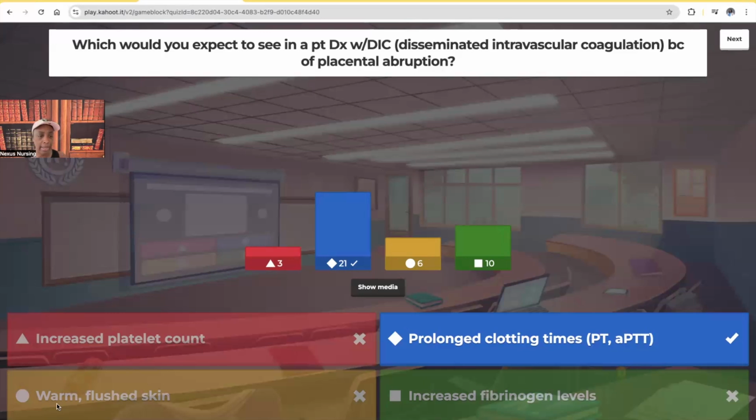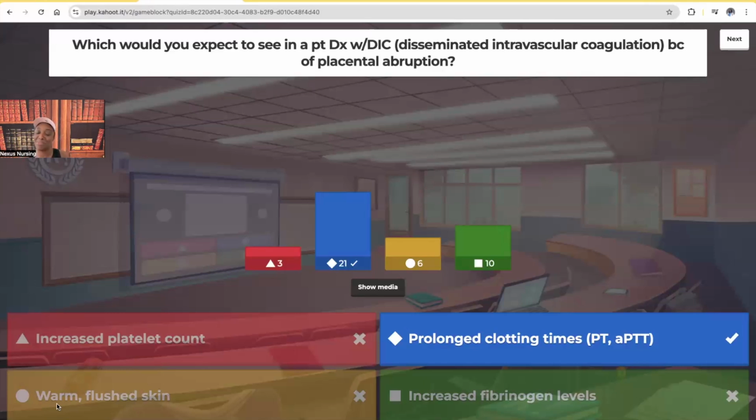Warm, flushed skin. Think about it. What's happening, guys? The patient's clotting. Then they're bleeding. They've got all of this mass hemorrhage that's happening, and then they're clotting again. Okay, they're having circulation issues. What happens when you have circulation issues? The blood's not circulating the way that it's supposed to. You want to know what makes your blood nice and warm?